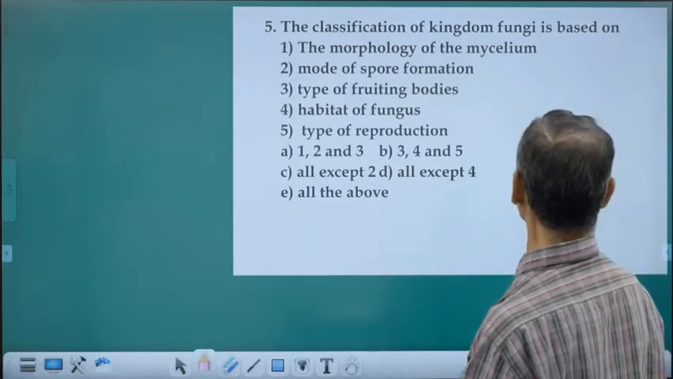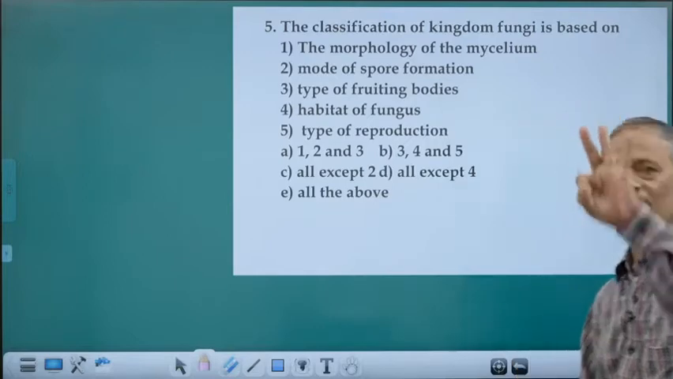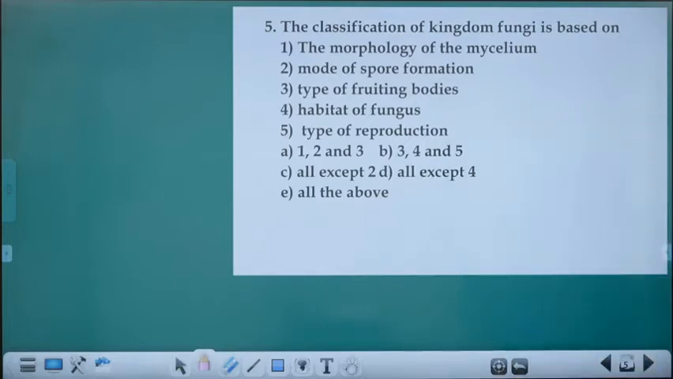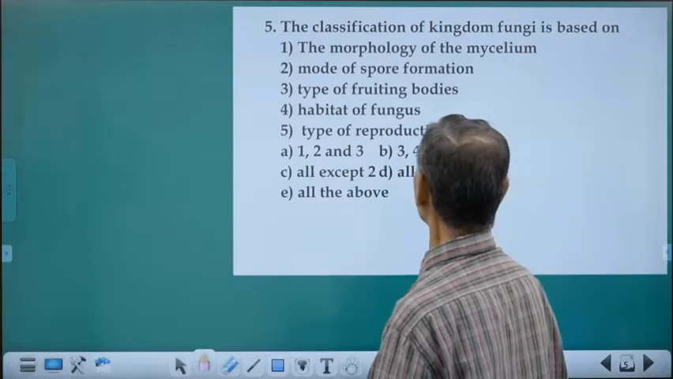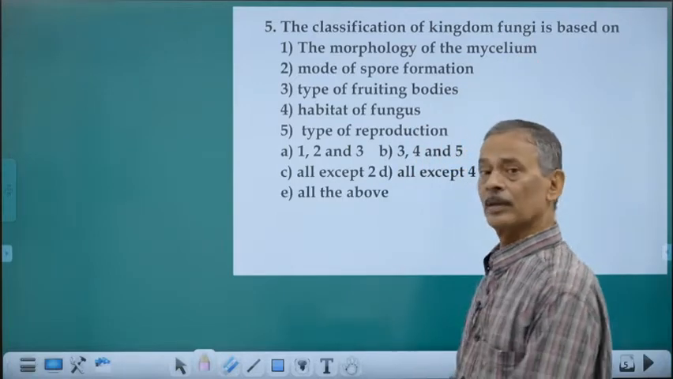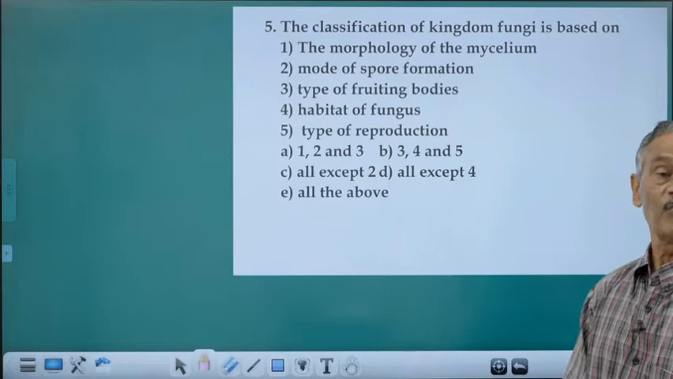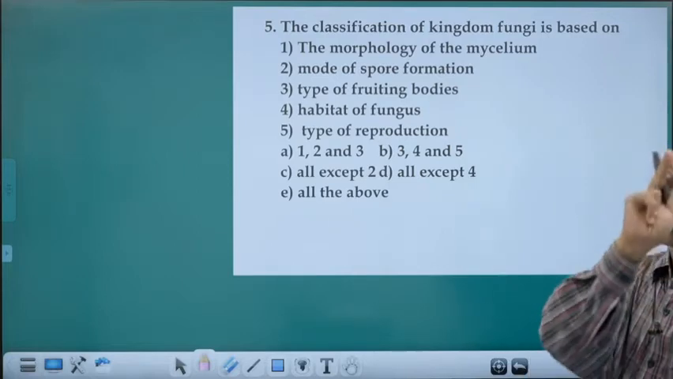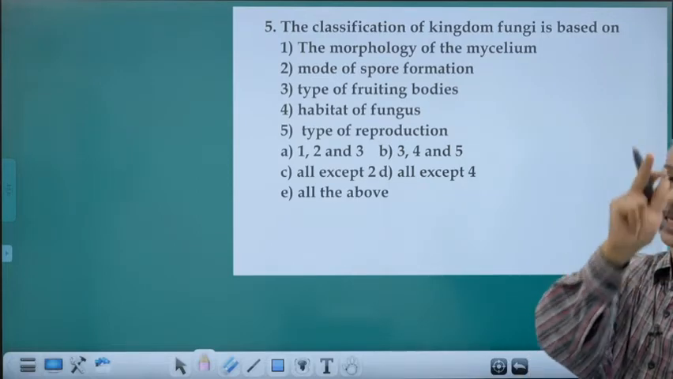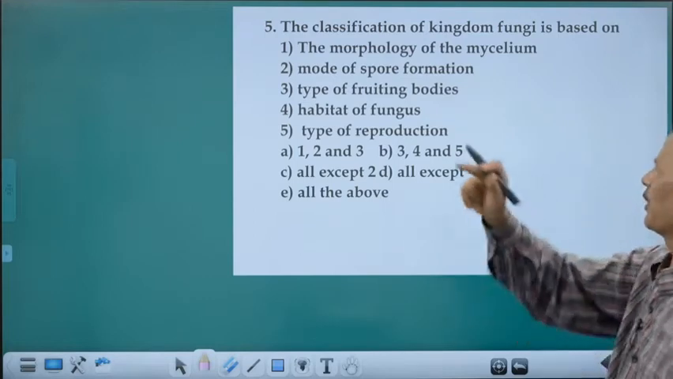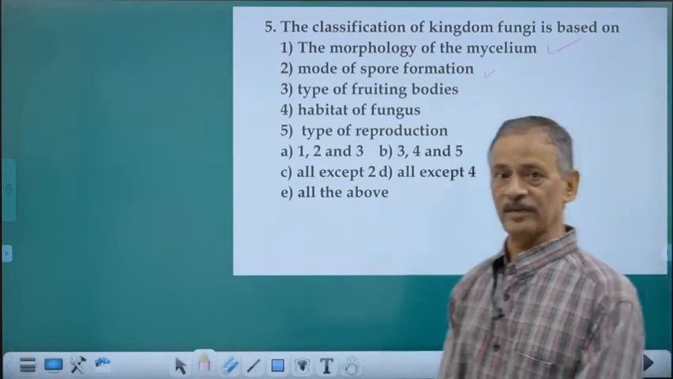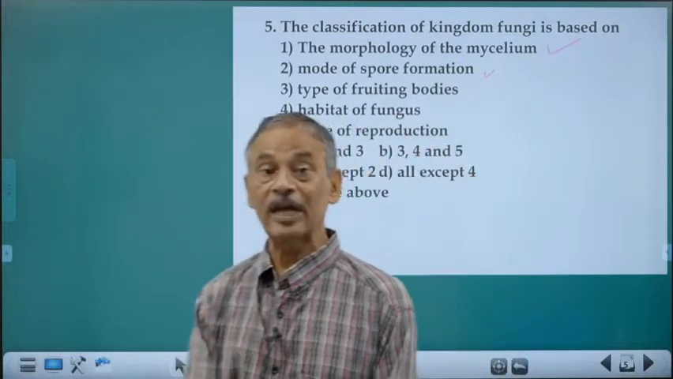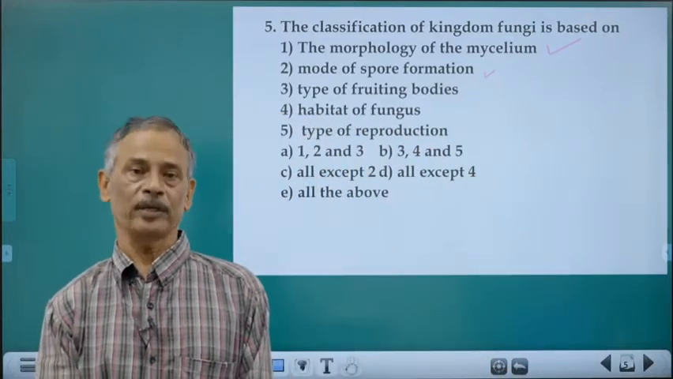Classification of kingdom fungi is based upon what? We are classifying kingdom fungi based upon 3 features. What are they? What is the morphology of the mycelium? Correct. Whether the hyphae is aseptate or septate. Phycomycetes is the only one which is having aseptate. Mode of spore formation. What type of spores? Whether they are produced exogenously or endogenously.